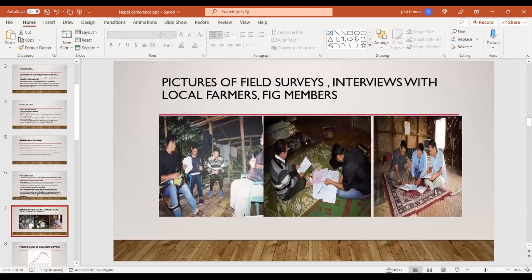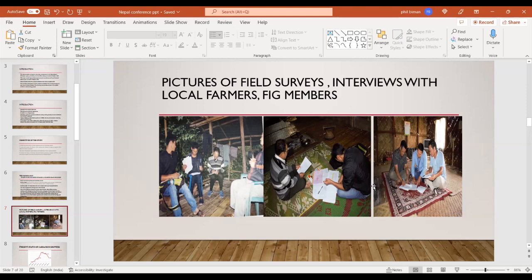Now I would like to share some pictures of my field survey and interviews with local farmers. You can see that most of them are rural local farmers. They grow large cardamom.